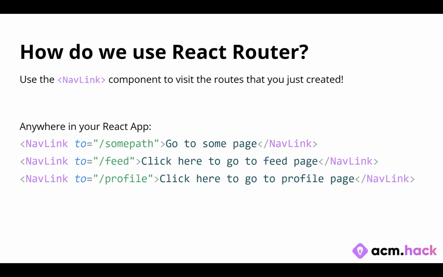Now, how do we use nav link? With all those defined routes, we are not yet able to link to those specific pages anywhere within our app. So we can use nav link to some path, go to some page, same thing with feed and profile. And this can be written anywhere within your app.